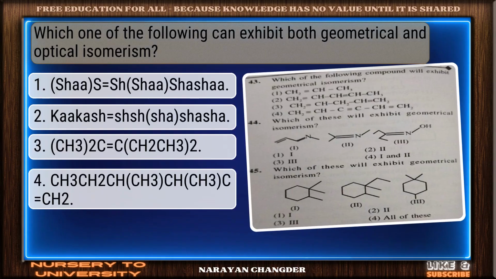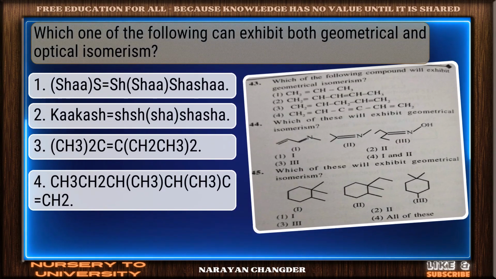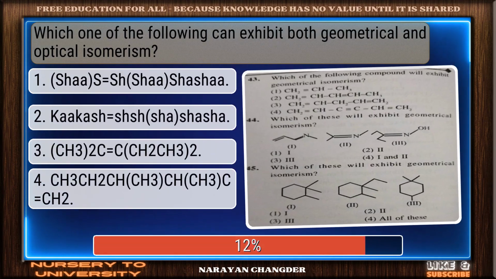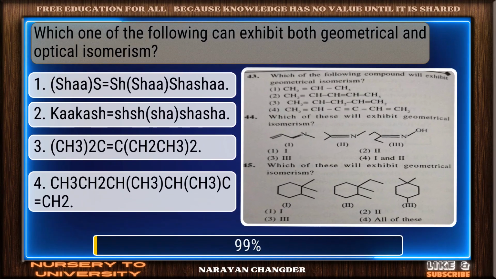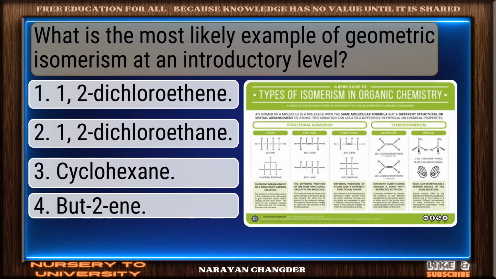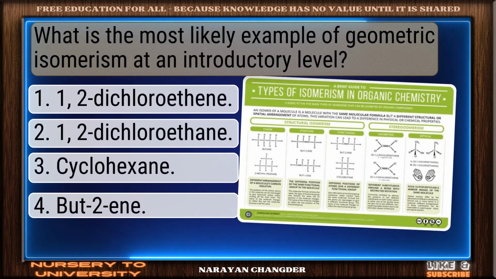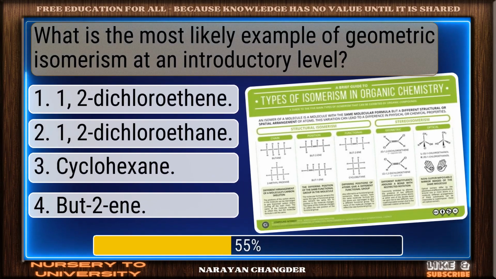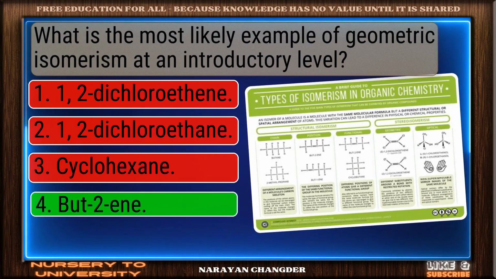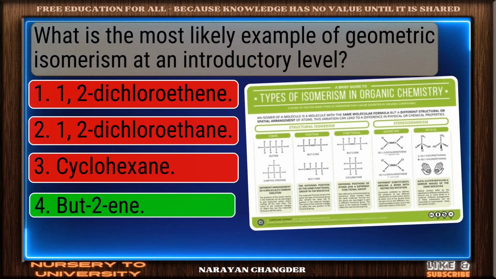Which one of the following can exhibit both geometrical and optical isomerism? Right again. That is a valid answer. What is the most likely example of geometric isomerism at an introductory level? Clear logic. Your choice, but-2-ene, is sound and 100% true.